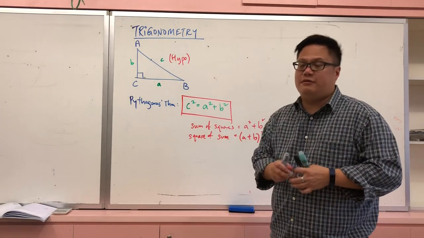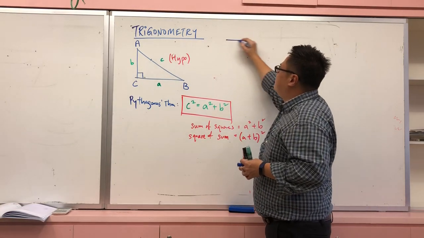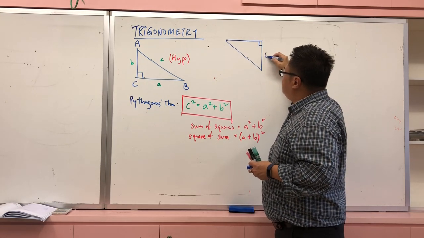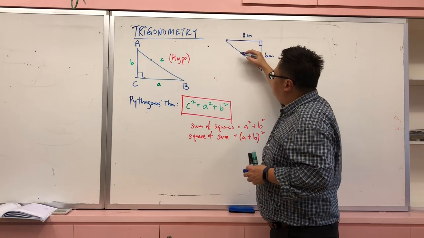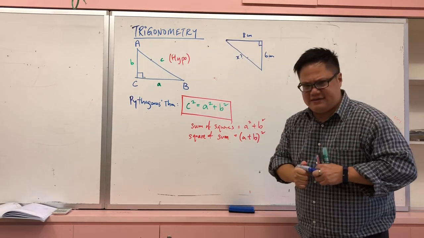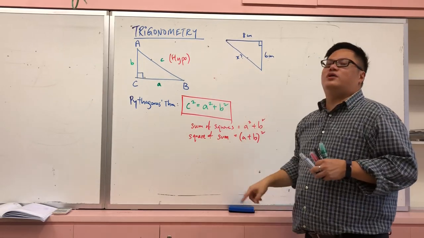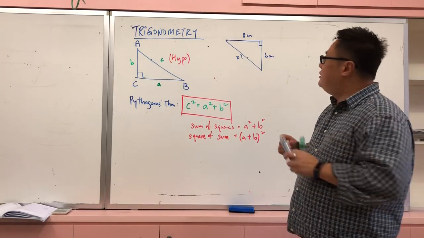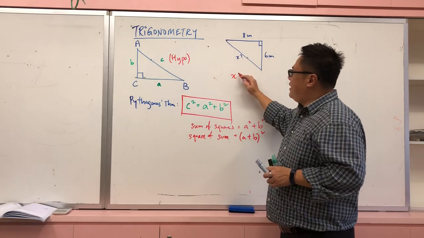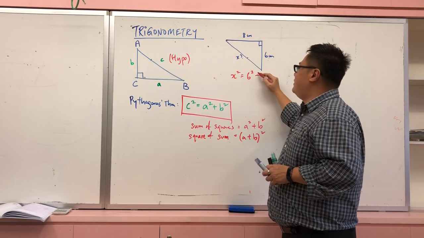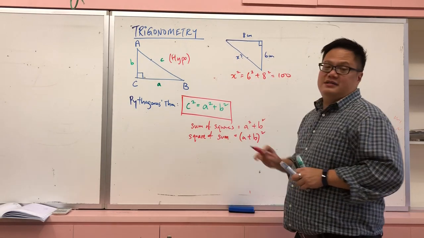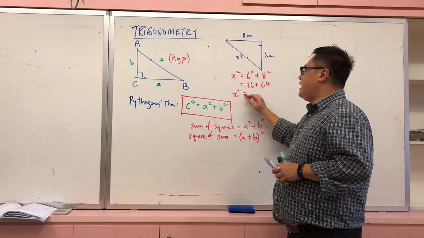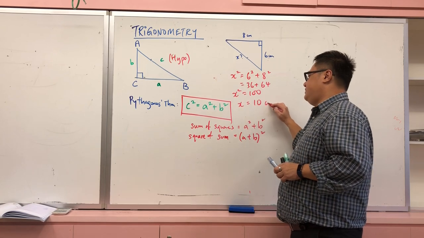I'll give a very quick example to help you remember how to use it. Let's say I have a right angle triangle here. This side is 6 cm. This side is 8 cm. The question is, can you find x? Don't just tell me this is x. I'm going to find the value of x. How do you do it? You recognize the right angle triangle. In set 2, you learned that I can state the Pythagoras theorem: x squared, the square of the hypo, is equal to the sum of squares of the other two sides. If you sum it up, this is 36 plus 64. So x squared is equal to 100, so x is equal to 10 cm.